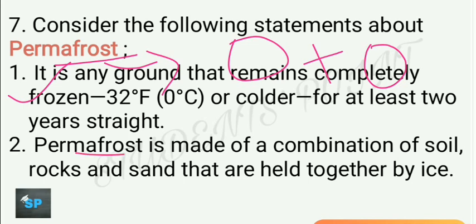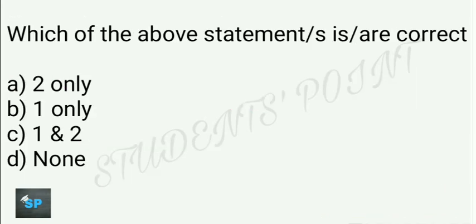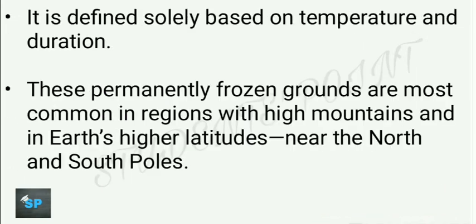And the permafrost is made up of a combination of soil, rocks and sand that are held together by ice. This statement is also correct. So remember that permafrost not only consists of ice but also consists of soil, rocks and sand, and these are held together by ice. So here both of the statements are correct. So C is the right answer.